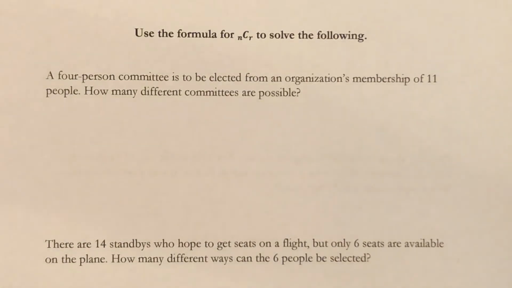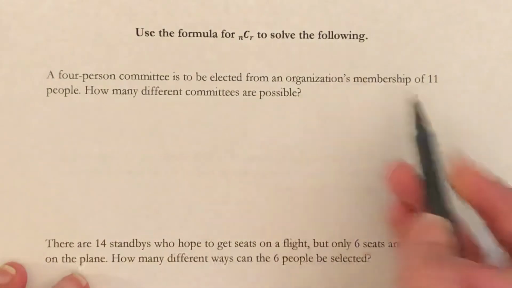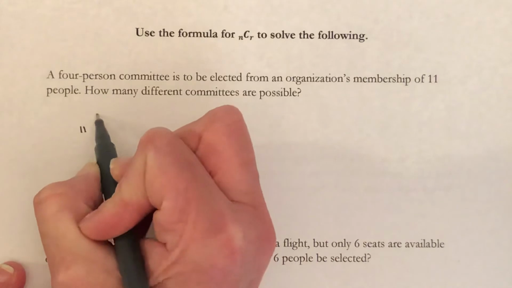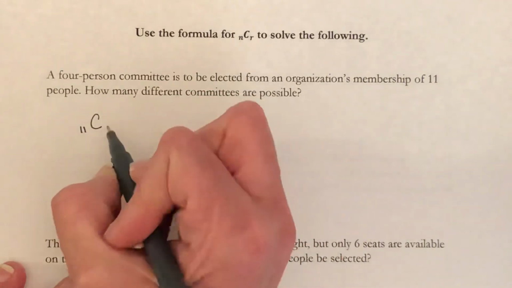Okay, now let's just start doing some real work with it. We're going to use that formula to solve each of the following. A four-person committee is to be elected from an organization's membership of 11 people. How many different committees are possible? Now, if we're just choosing committees, then the order does not matter, so it is a combination. There are a total of 11 people to choose from, and we need to choose four.